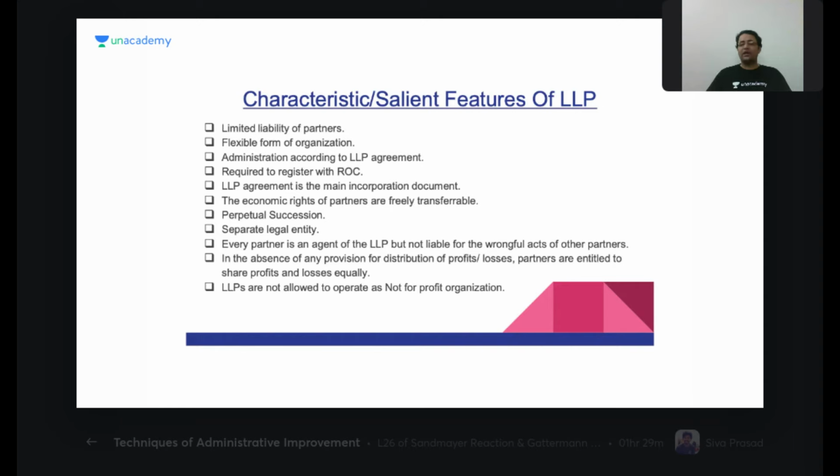Is it clear? Anyone has any questions, please ask me. Anyone? Yes, Shiv, government gives reduction in taxes. Not reduction exactly. The government waives off the taxes in case you are really a not-for-profit organization.